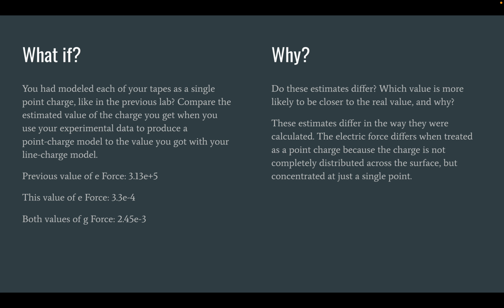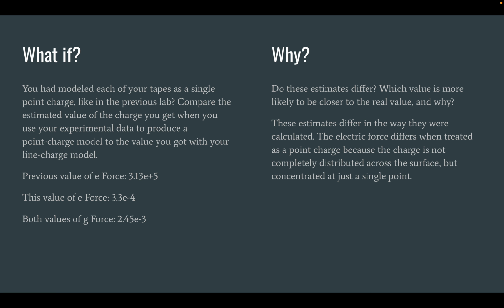What if we had modeled each of the tapes as a single point charge, like in the previous lab? Compare the estimated value of the charge you get when you use your experimental data to produce a point charge model to evaluate the value you got with your line charge model. The previous value of the electric force was 3.13 times 10 to the 5, and the value for this model was 3.3 times 10 to the negative 4. Both values of the gravitational force were 2.45 times 10 to the negative 3.